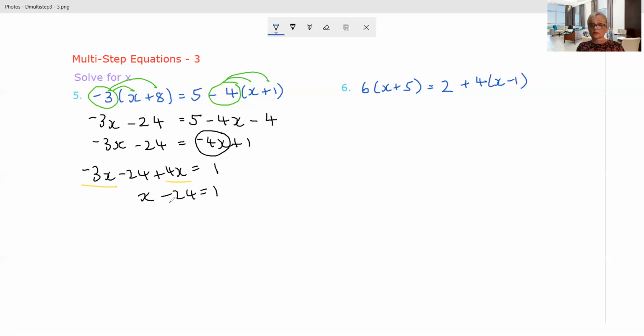Now all we've got to do is undo this subtracting 24. We undo subtracting 24 by adding 24, so x is 25. So that one works out quite nicely. Let's have a look at the last one for this video.